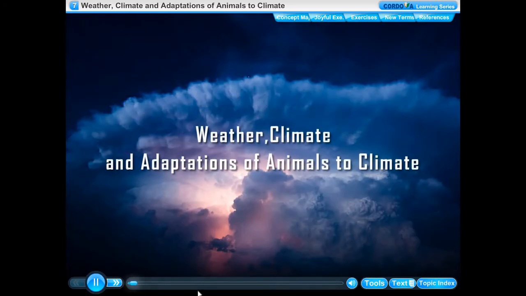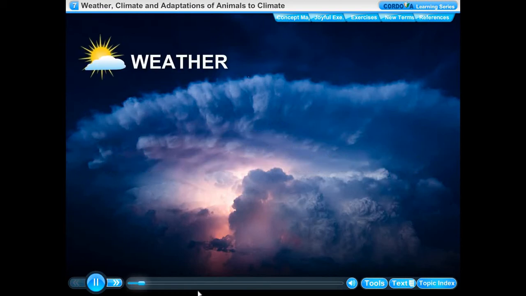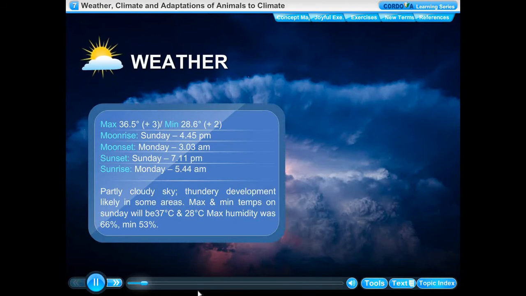Chapter 7. Weather, Climate, and Adaptations of Animals to Climate. Weather. We find that the daily weather report carries information about temperature, humidity, and rainfall during the past 24 hours. It also gives the timings of sunrise, sunset, moonrise, and moonset. The weather report also predicts the weather for the day.